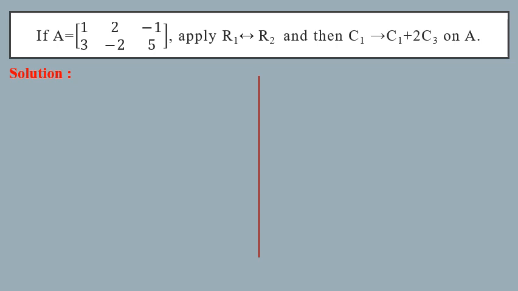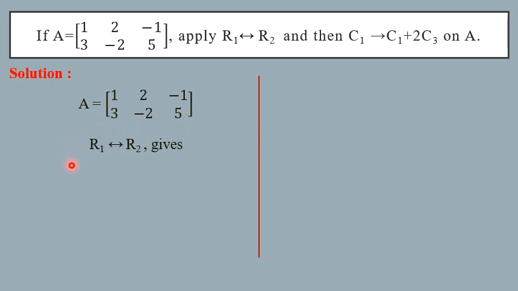Now let us see one example. Here one matrix A is given whose order is 2 by 3, because this arrangement contains 2 rows and 3 columns, and we are going to perform first the operation R1 interchange with R2, and then the operation C1 changes to C1 plus 2 C3. So let A be equal to the given matrix. Here 1 2 minus 1 is the first row, 3 minus 2 5 is the second row, and we perform R1 interchanges with R2, meaning we interchange 1 by 3, 2 by minus 2, minus 1 by 5.